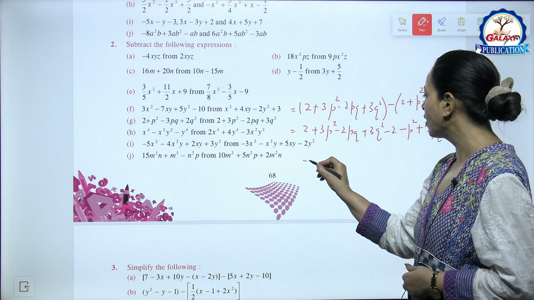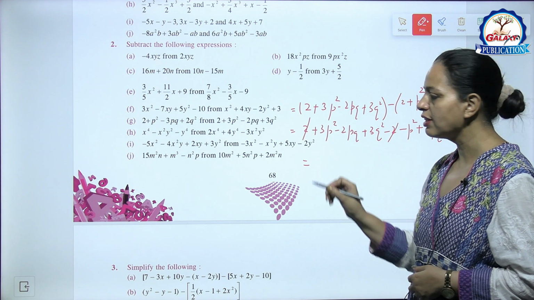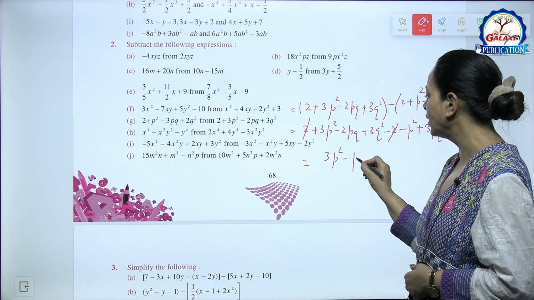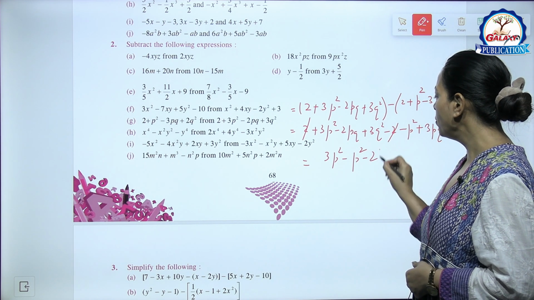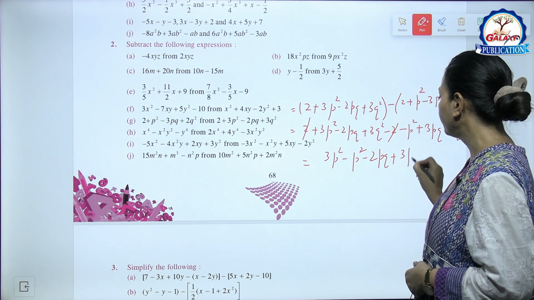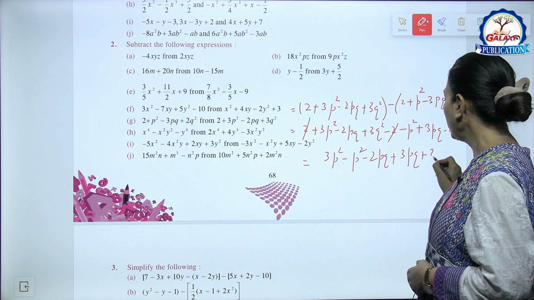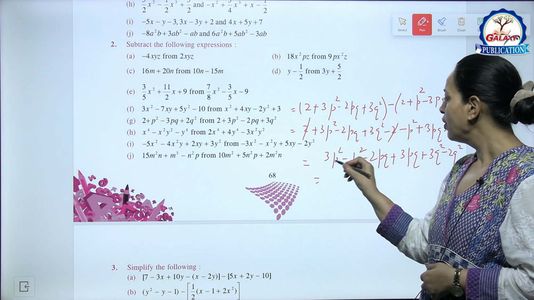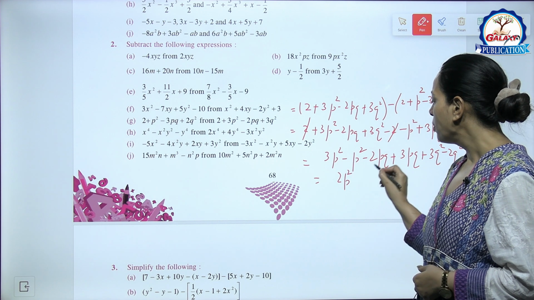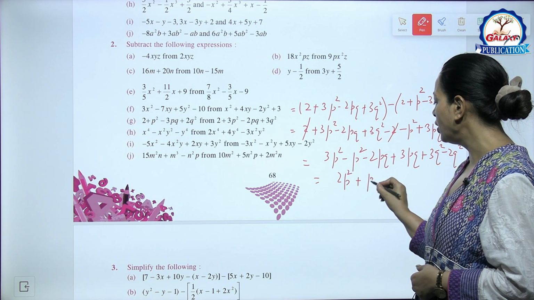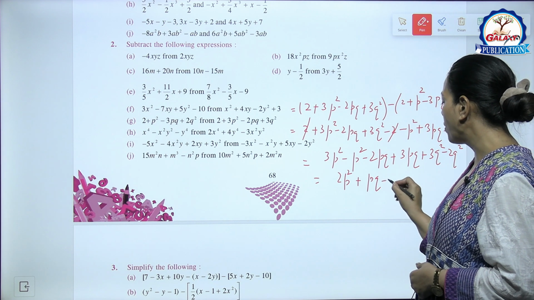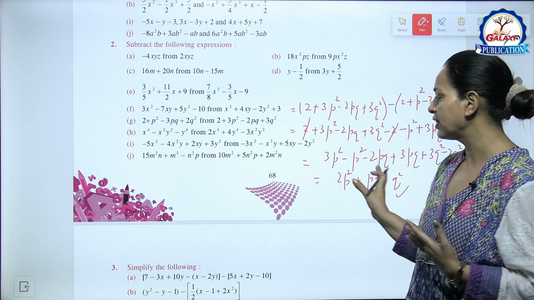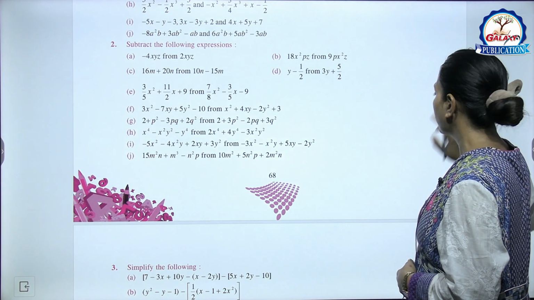So now collect the like terms. 2 minus 2 cancelled. Now 3p square minus p square. Now minus 2pq plus 3pq. Then plus 3q square minus 2q square. Now what we are getting? 3 minus 1, 2p square, minus 2 plus 3, plus 1pq, and plus 3 minus 2, plus 1q square. Okay, we can combine the coefficient of the like terms and this is the answer. Similarly, you can try remaining parts.